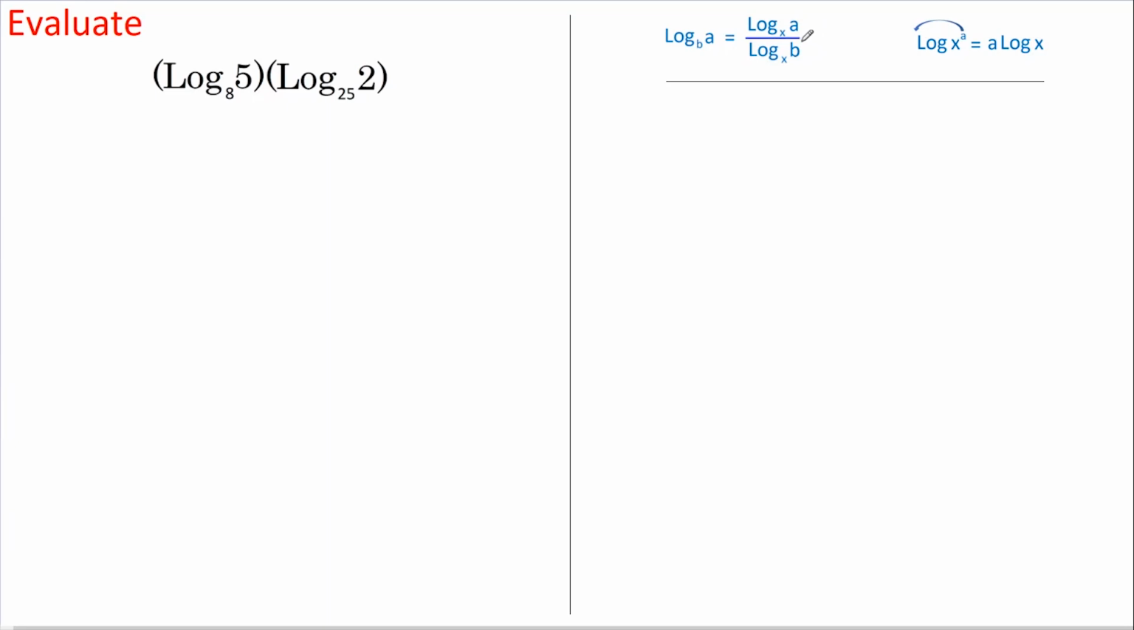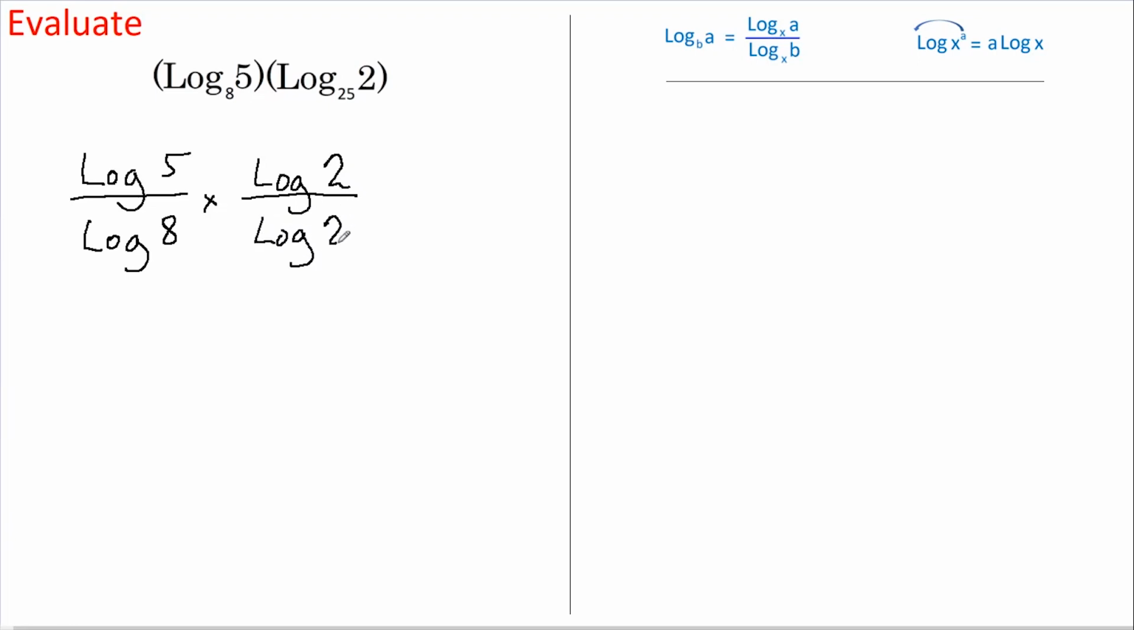The great thing about this rule is then we can put in a new base and we can choose any base we like. But I think in this problem that won't be necessary. So let's, for now, just rewrite this as log 5 divided by log 8, multiplied by log 2 divided by the log of 25.